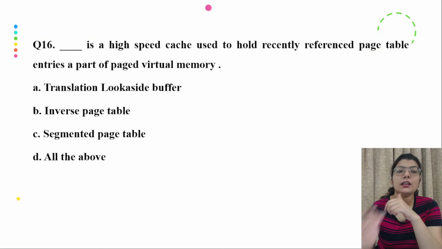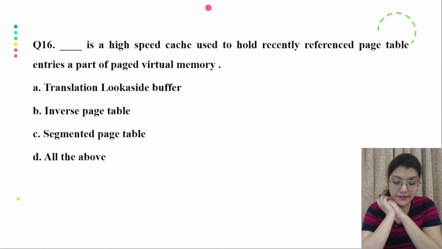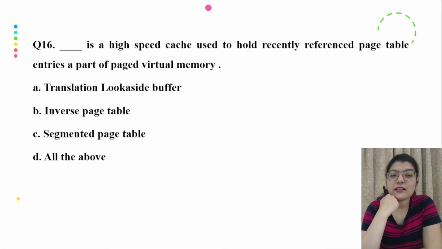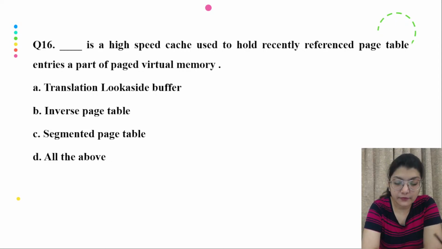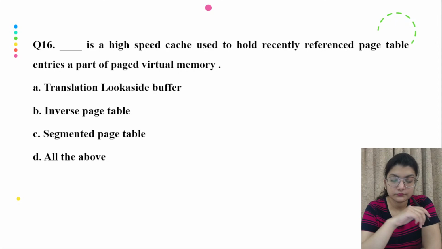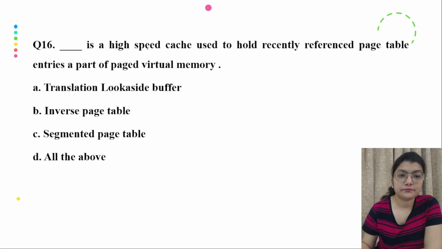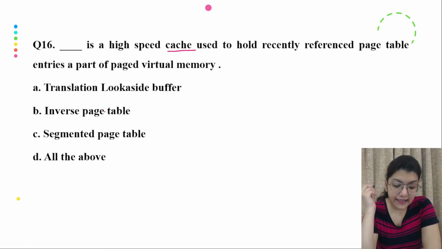Moving on. Dash is a high-speed cache used to hold recently referenced page table entries, a part of paged virtual memory. So what is a cache? Now basically you just have to remember that they are talking about a cache. Okay? So out of these, which of the following is a cache?